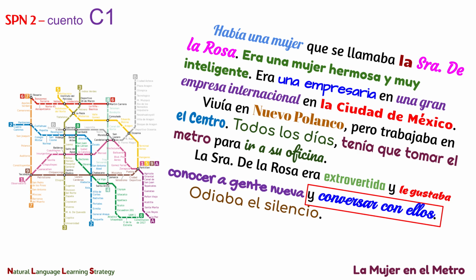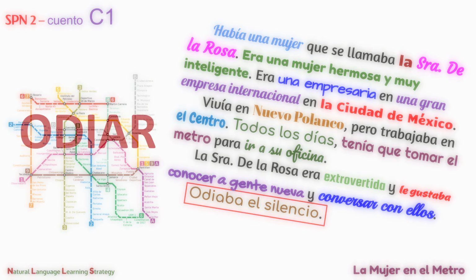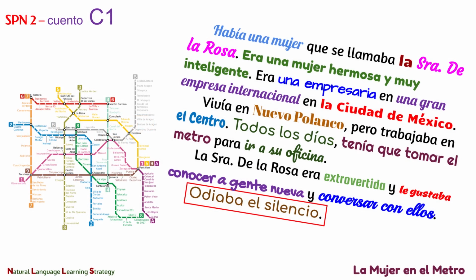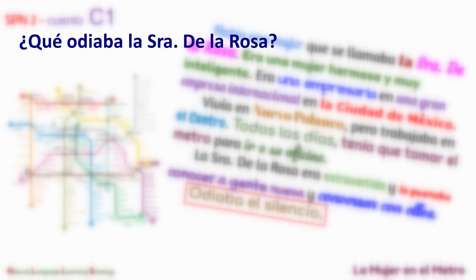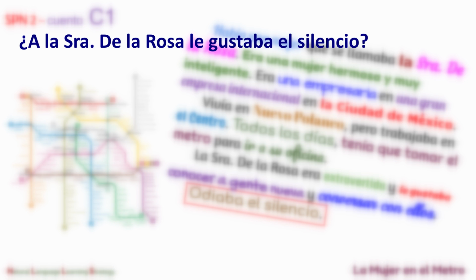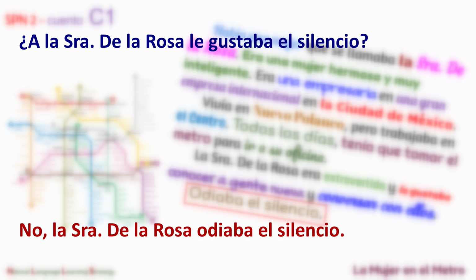We finished this story section with the fact that la señora de la Rosa odiaba el silencio. Odiaba is from the verb odiar, which means to hate. So, she hated silence. ¿Qué odiaba la señora de la Rosa? La señora de la Rosa odiaba el silencio. ¿A la señora de la Rosa le gustaba el silencio? No, la señora de la Rosa odiaba el silencio.